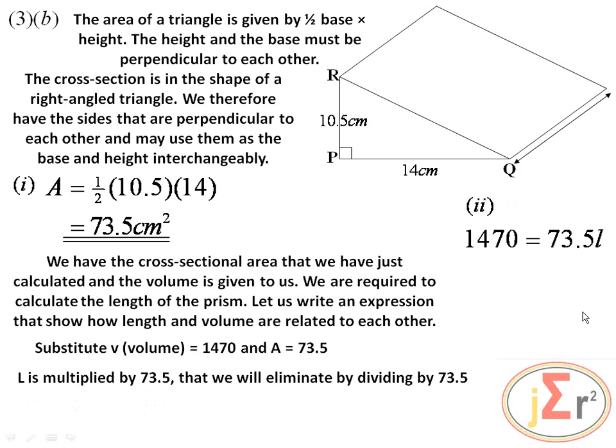L may be found, therefore, by dividing 1470 by 73.5. Just by looking, we see that this is 7. 2 7s 14. Also, neglecting the point, we have 35. 2 times 35 is 70. So we are sure that we have some multiple of 2 right there. So divide by 73.5 and the result is 20. So L is equal to 20 centimeters.